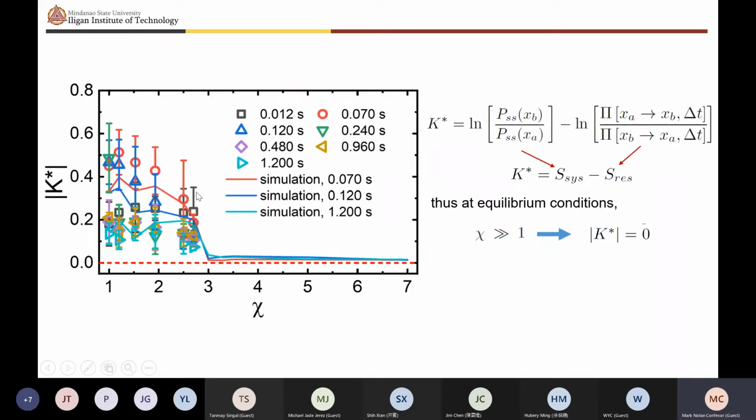So the physical implications, therefore, of K star is that K star allows us to measure the distance of the system from equilibrium, and it is just the difference of the entropy production of the system with regards to the entropy production of the reservoir.